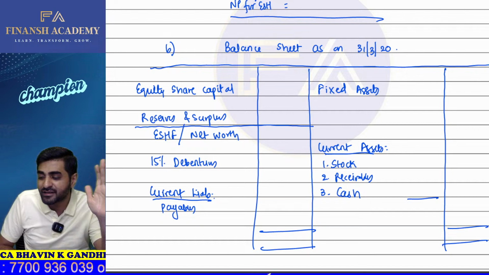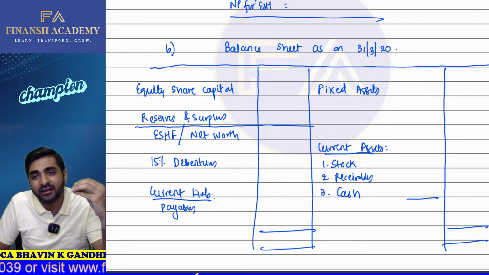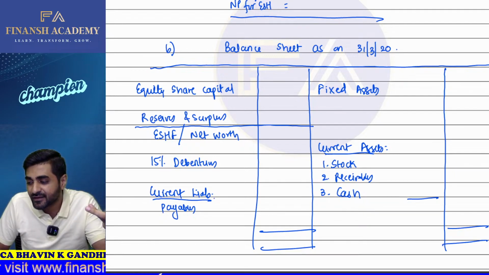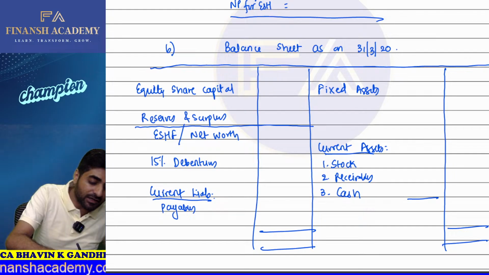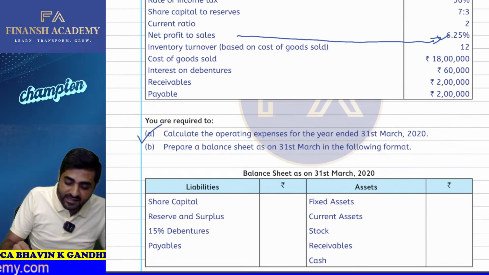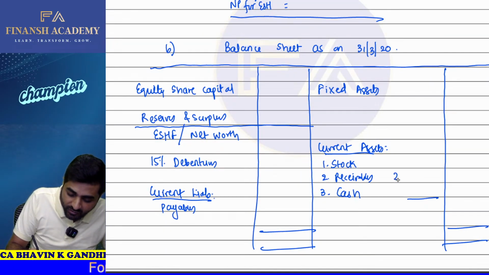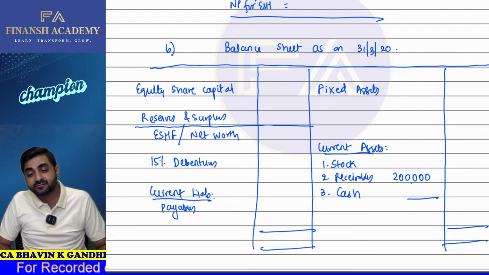Okay, so once we are ready with the face of the balance sheet, what is the next thing we are going to do? Now let us substitute the figures which are readily available, right? So it becomes easier for us to solve. Which figures are readily available? You guys can just check. Here we have receivables amounting to 2 lakhs. Okay, very good. So I can write down here receivables, which is nothing but 2 lakh rupees.